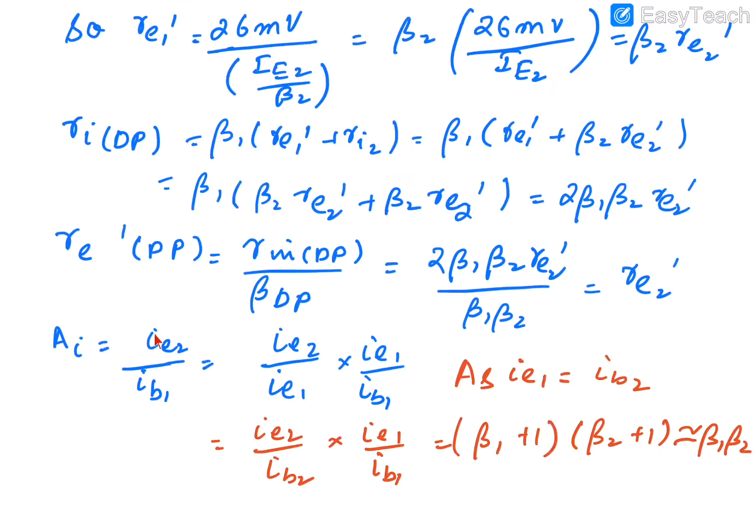Now the overall current gain for this Darlington pair is equal to, basically, output current, in this case the emitter current of the second transistor, divided by the base current of the first transistor. It is equal to IE2 divided by IE1 multiplied by IE1 over IB1, as IE1 is equal to IB2. So we will put the value of IB2 here instead of IE1. This is beta 1 plus 1, this is beta 2 plus 2, this is beta 2 plus 1.